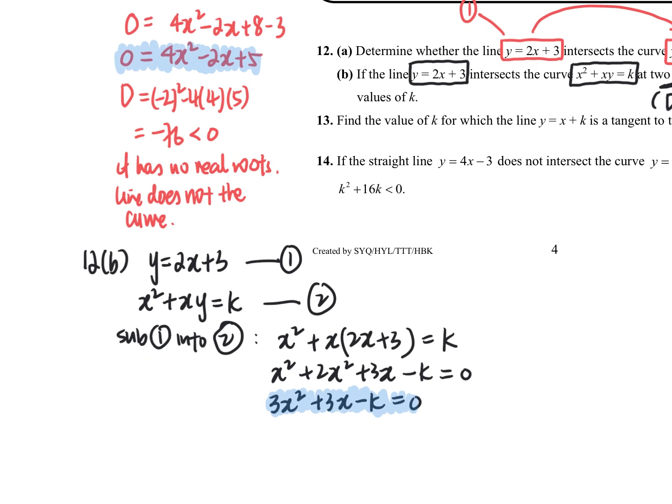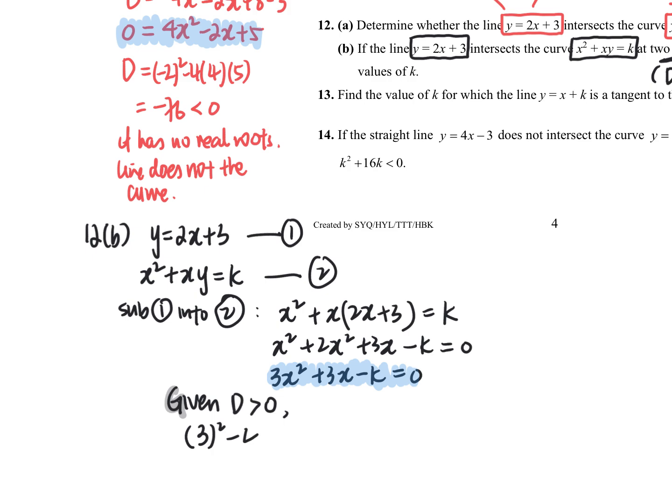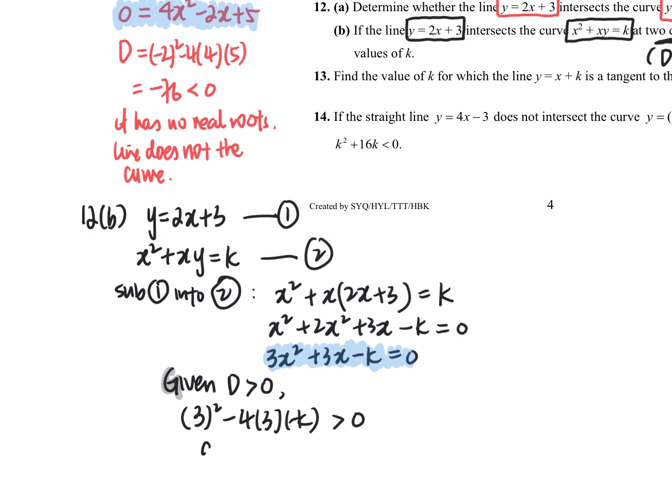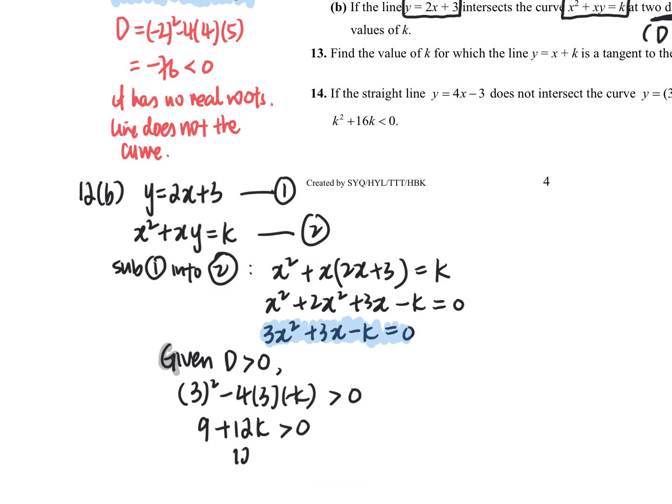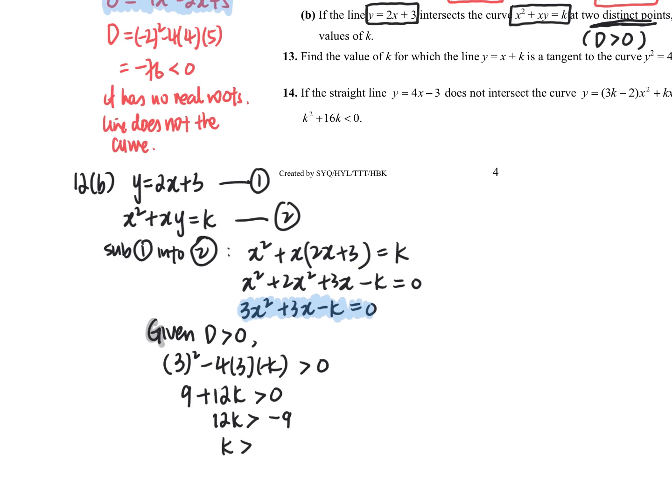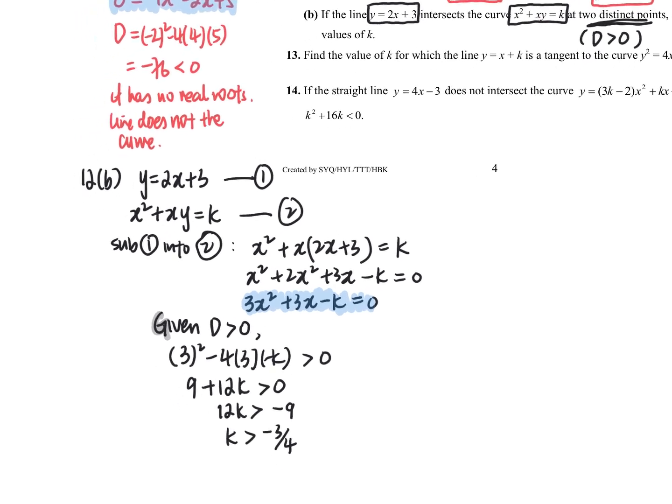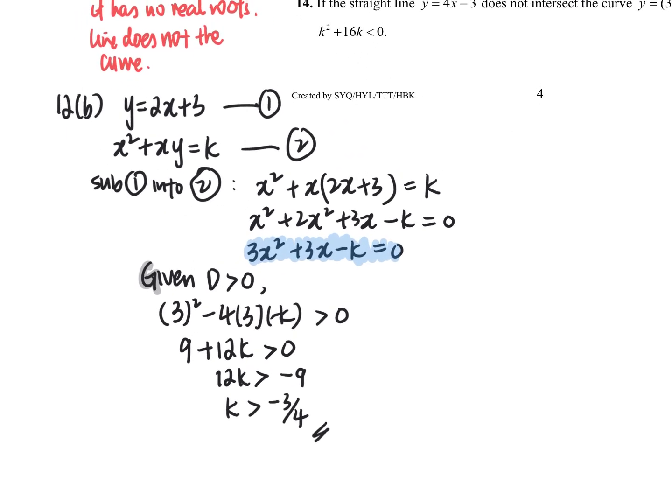And now, given discriminant greater than 0, this is what they tell you. You will start to create the equation. So b squared minus 4ac is greater than 0. Okay, so this is the range of values of k that will allow you to have 2 real roots.